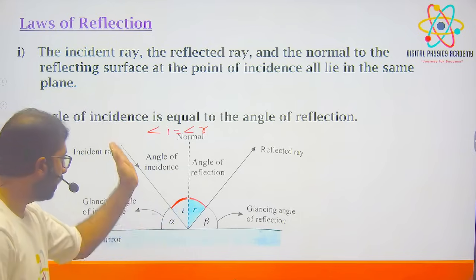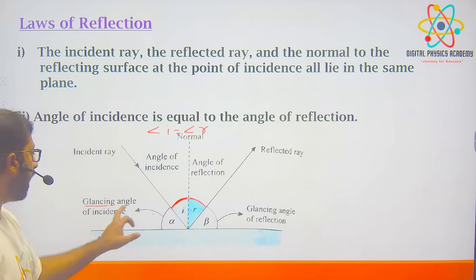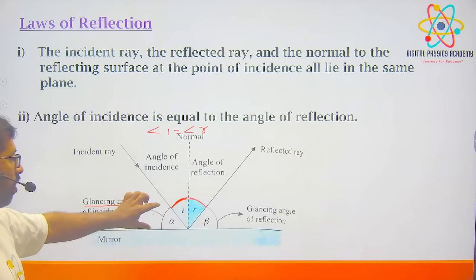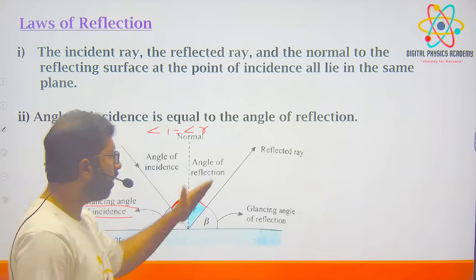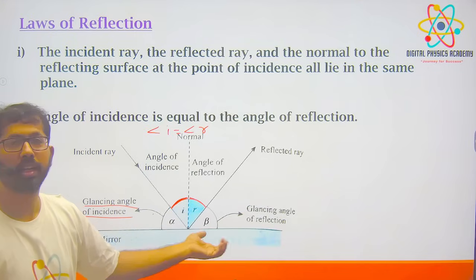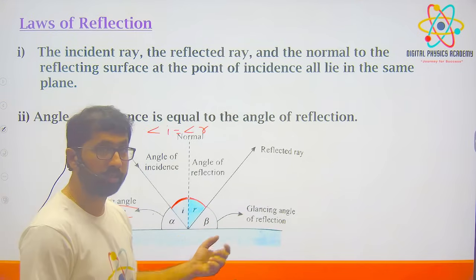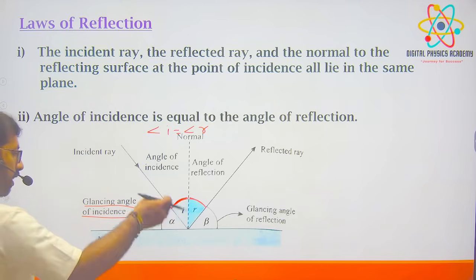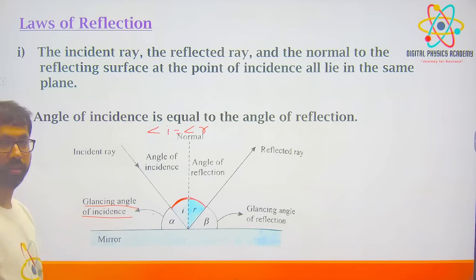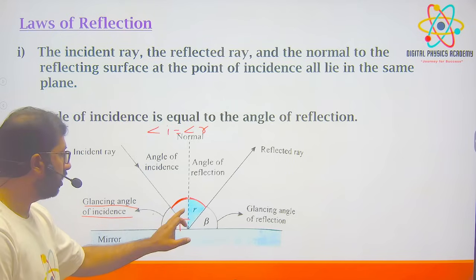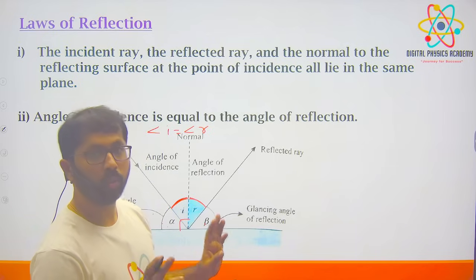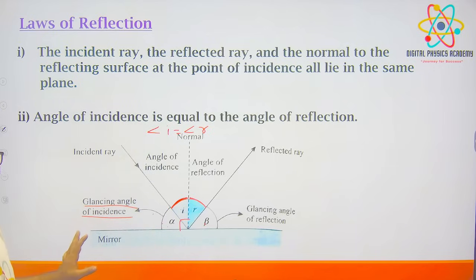And the remaining angle, between the incident ray and the surface, we call the glancing angle of incidence. Which one? The angle between the incident ray and the plane mirror is the glancing angle of incidence, and the angle between the reflected ray and the plane mirror is called the glancing angle of reflection. Sometimes they will ask, find the glancing angle of incidence. We have to know the terminologies. And here also the glancing angle of incidence is always equal to the glancing angle of reflection, right? Because of 90, since these both are equal, the remaining one is also equal, right? Understood? These are the two laws of reflection of light. Copied? Okay.